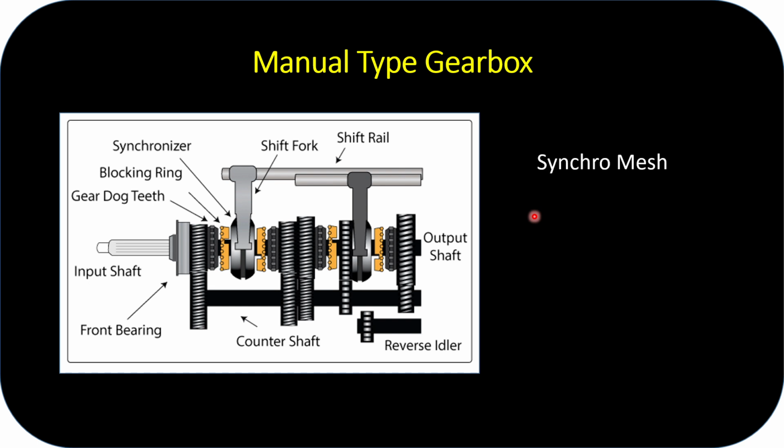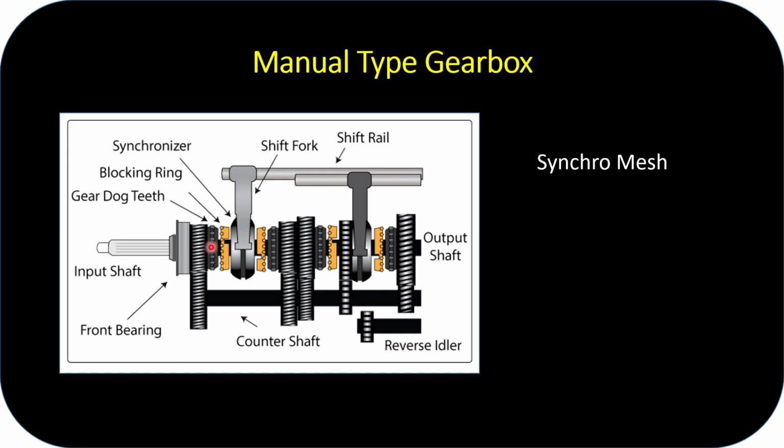Next is synchro mesh type. Synchronizer mesh type gear is similar to that of a constant mesh type. Only thing, instead of dog clutch, we are using a synchronizer unit for smooth movement or smooth engagement of these gears. So all gears are always in mated position. Instead of dog clutch, we are using a synchronizer unit.